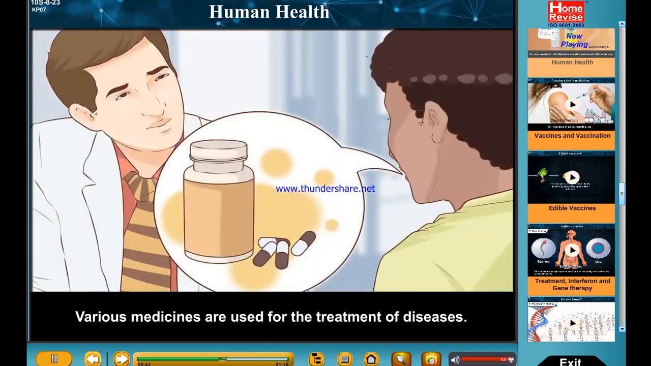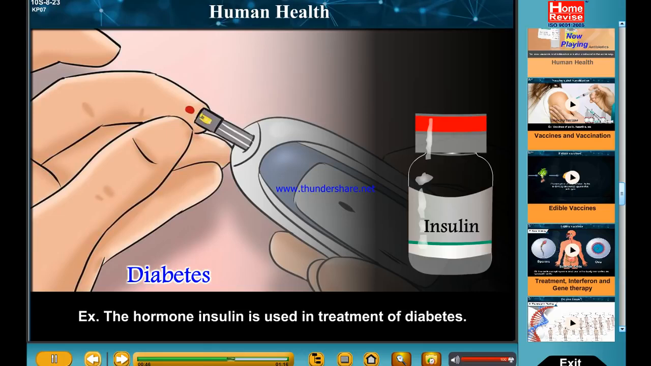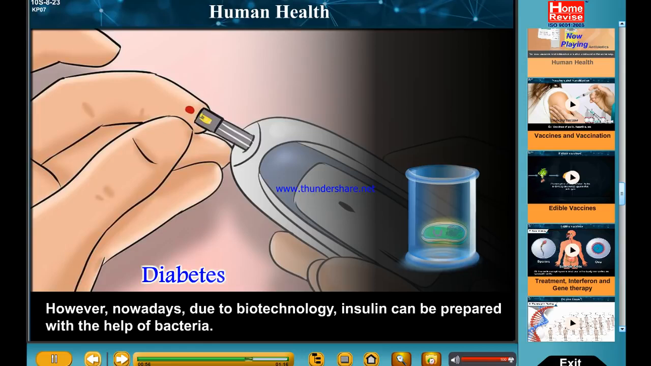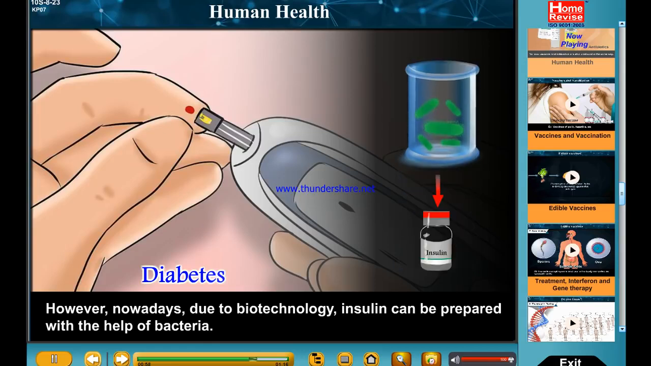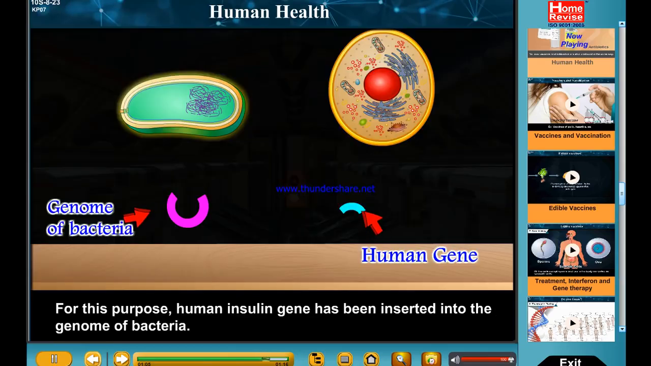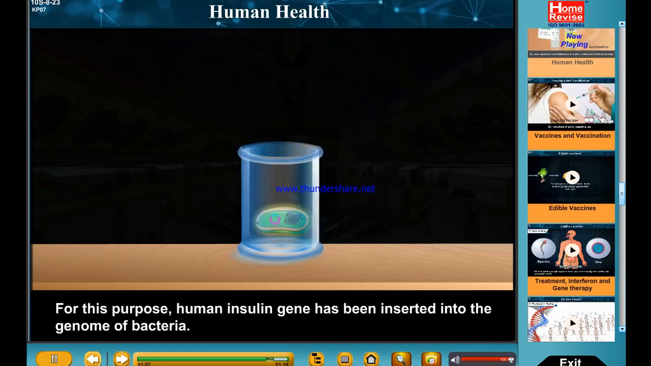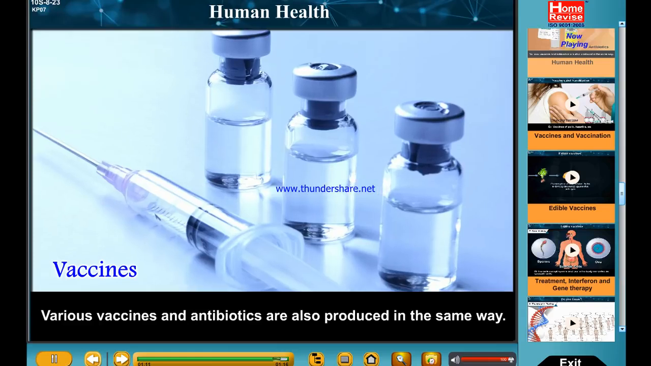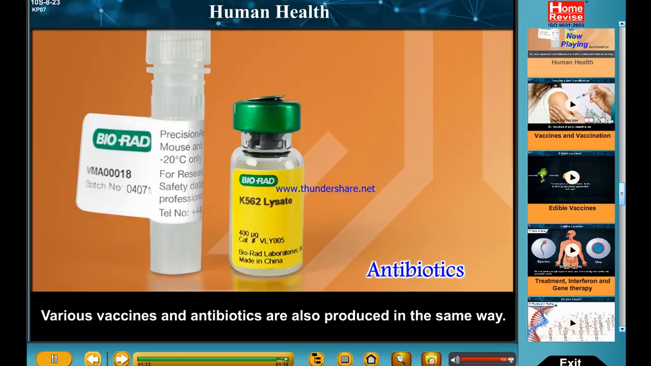Various medicines are used for the treatment of diseases. Example, the hormone insulin is used in the treatment of diabetes. Earlier, insulin was being collected from the pancreas of horses. However, nowadays, due to biotechnology, insulin can be prepared with the help of bacteria. For this purpose, the human insulin gene has been inserted into the genome of bacteria. Various vaccines and antibiotics are also produced in the same way.